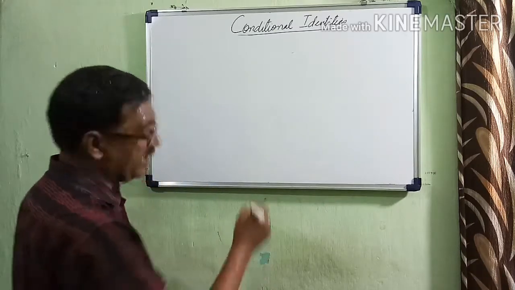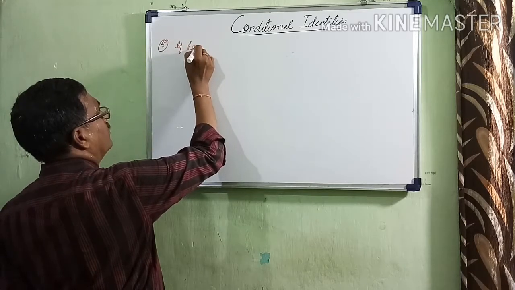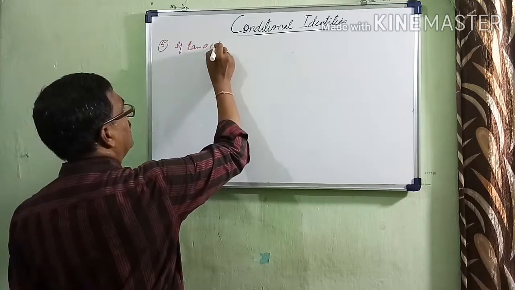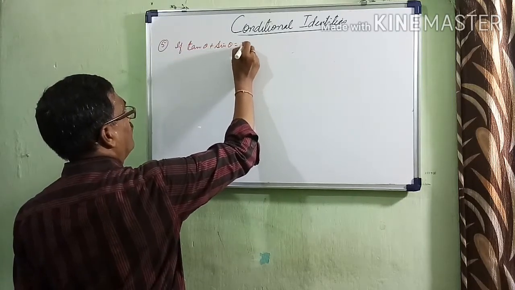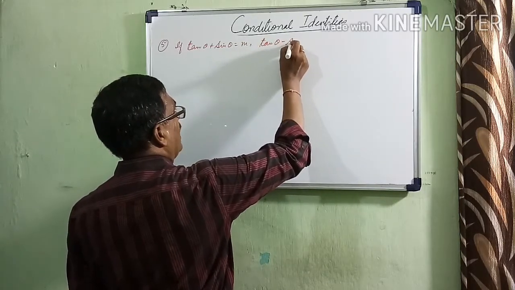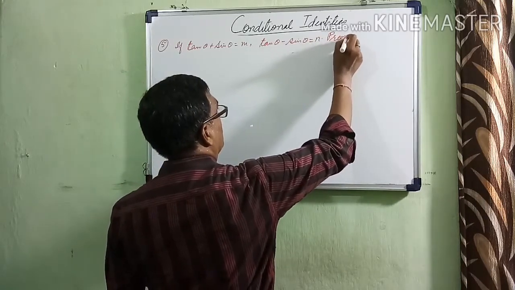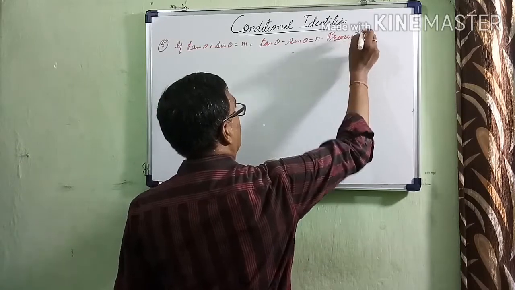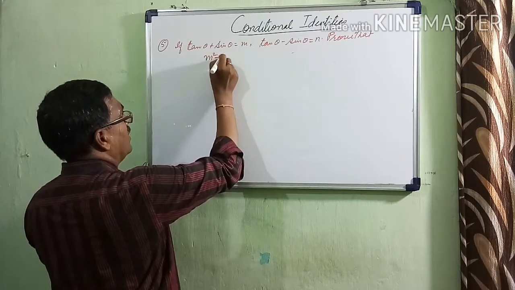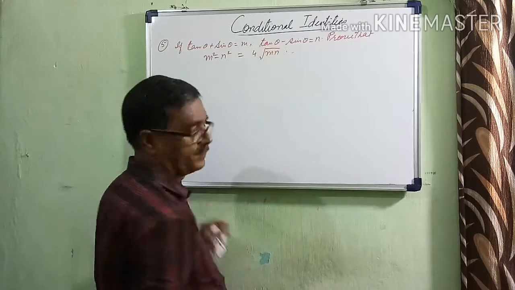Now another question is, if tan theta plus sin theta is equal to m, tan theta minus sin theta is equal to n. Prove that m plus m square minus n square is equal to 4 root over mn.